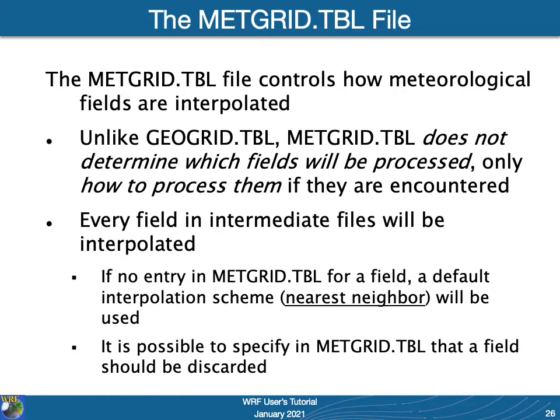And by default, the metgrid program will process every field that's found in an intermediate file. And crucial to the example that we're going to look at, if the metgrid program encounters a field in an intermediate file, and that field does not have an entry in the metgrid table, the metgrid program will use a default interpolation scheme, which is the simple nearest neighbor interpolation. It's also worth noting that if you have fields in intermediate files and you don't want them to be processed by the metgrid program, you can add a keyword to an entry for those fields in the metgrid table to say that those fields should be discarded.